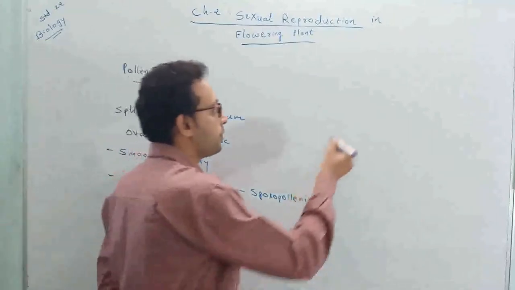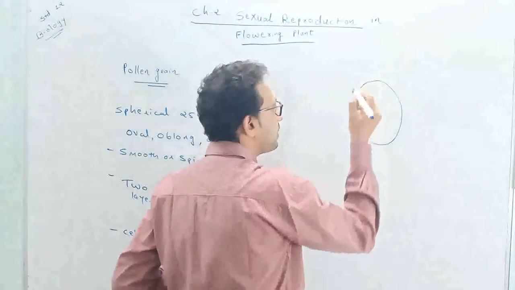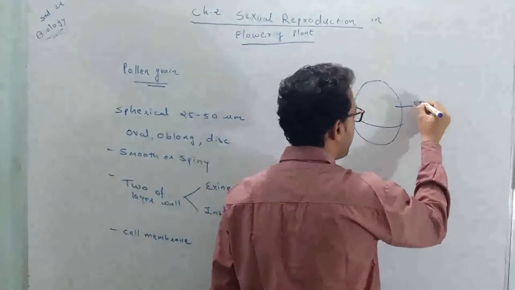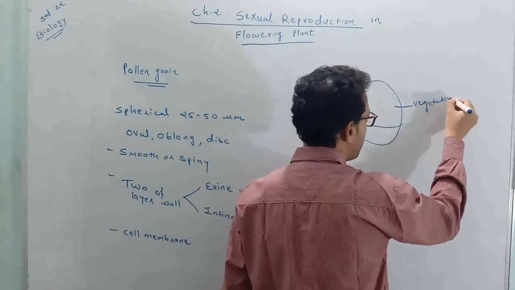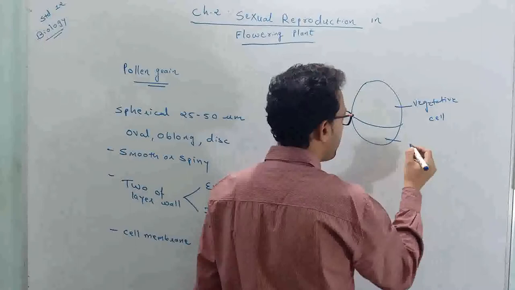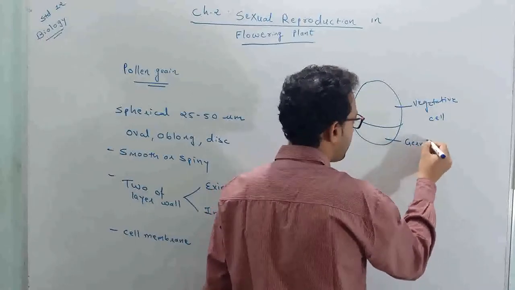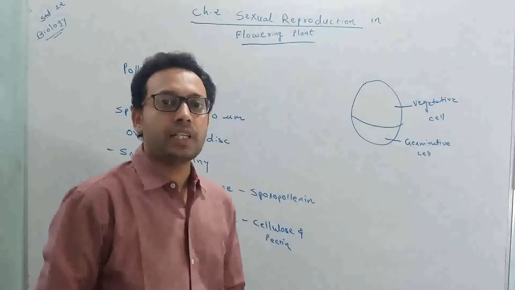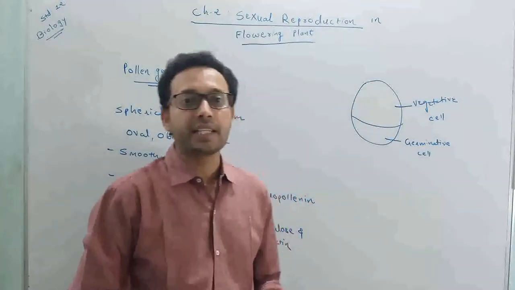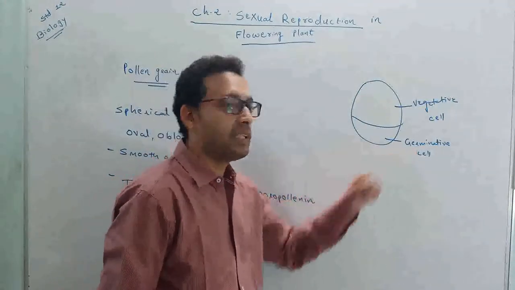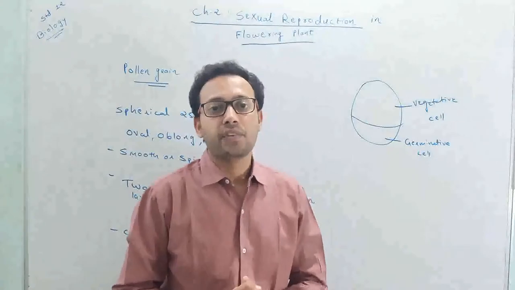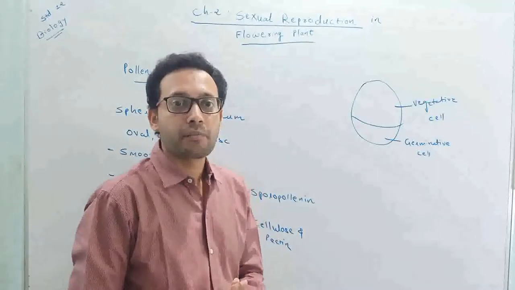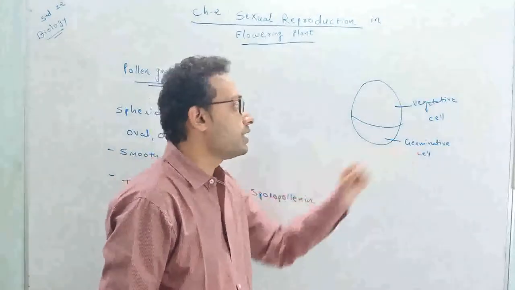Now, when the pollen grain starts to grow, it divides into 2 cells, one larger cell and one smaller cell. The larger cell is called the vegetative cell. The smaller one is called the generative cell. The larger vegetative cell is full of reserve food material and it has an irregular shaped nucleus. The generative cell is smaller and floats in the cytoplasm of the vegetative cell. It has dense cytoplasm and a conspicuous nucleus.